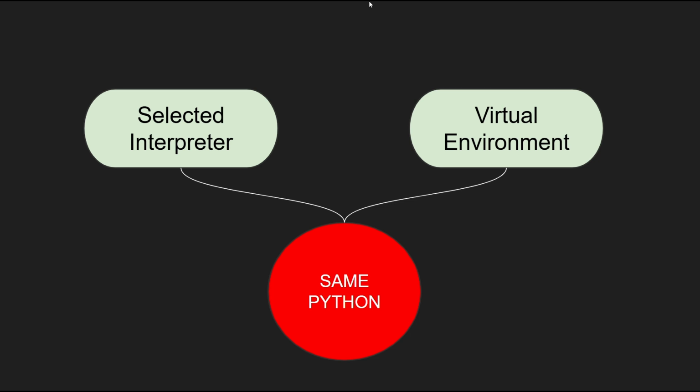And that's really the key takeaway. When working in VS Code, don't just check if your environment is activated. Also check which interpreter your editor is using. And then you can resolve the errors on your own.